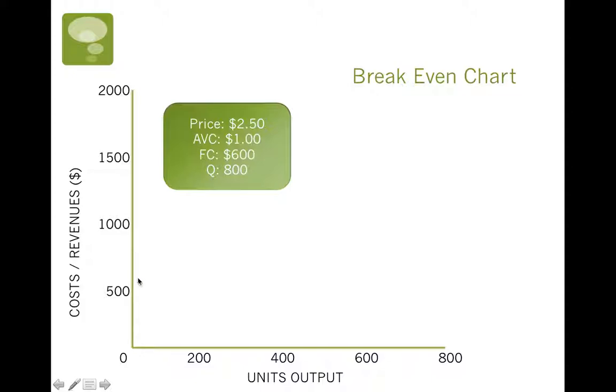Next thing we need to graph is our fixed costs. Fixed costs do not change with output, so we're looking at a straight line. And in this case, it should be at 600, so around about here. There we go. So here's our fixed cost line. Notice it's straight and it's labelled.